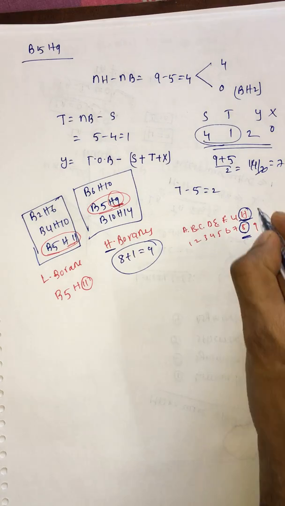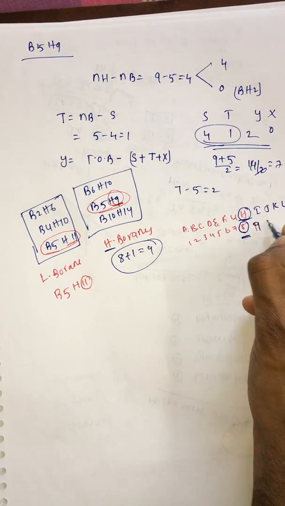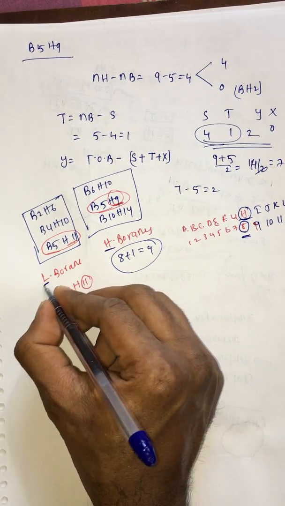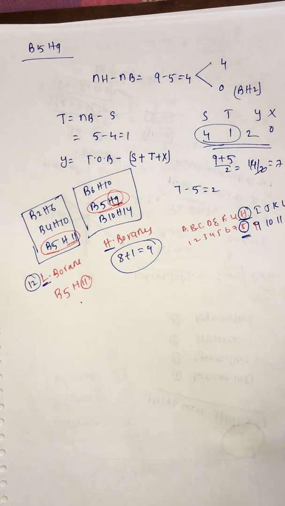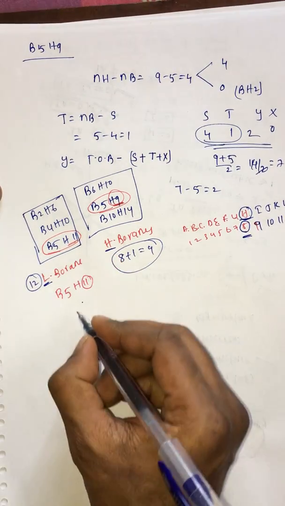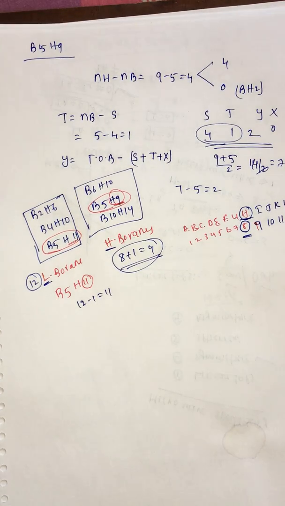Okay, H I J K L is 9, 10, 11. So lower boranes means 11, and 11 means 12. Sometimes coding-decoding will help to remember this kind of thing. So L will be 12. Just remember 12 minus 1 equals 11, and here 8 plus 1 equals 9. Like this also you can remember.